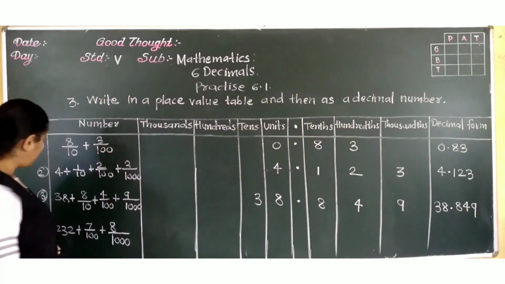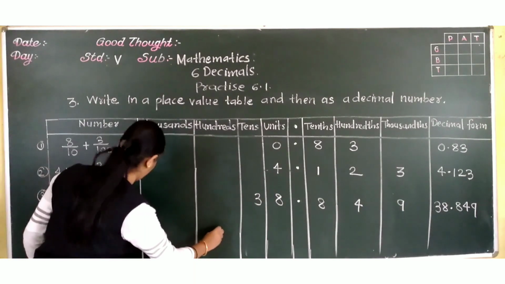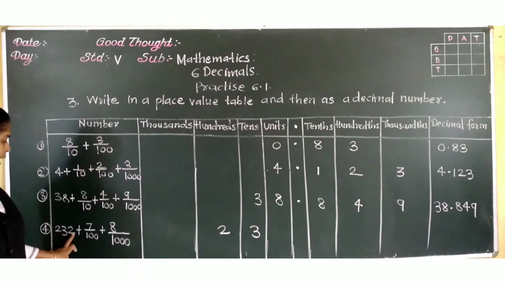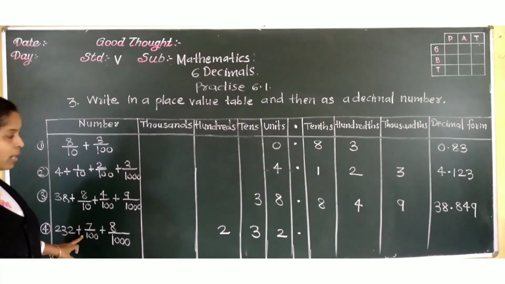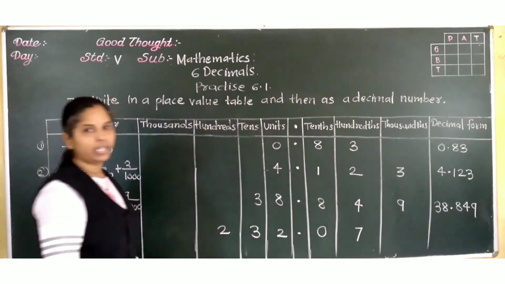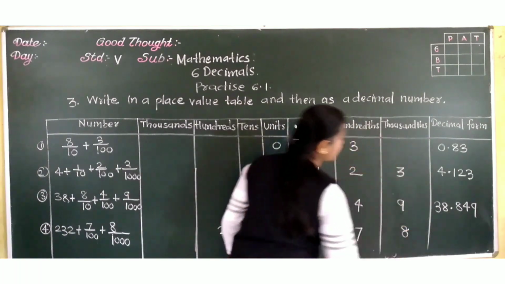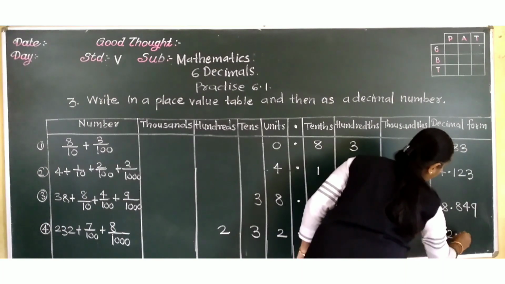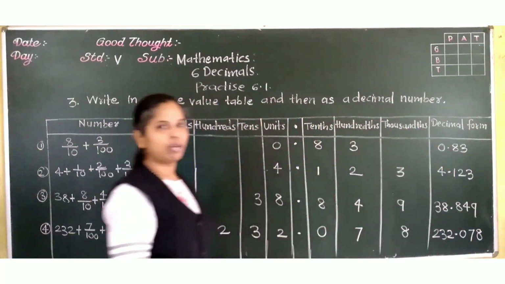Next, 232. This is the whole number. 200, that is 2 is at 100th place, 3 is at 10th place, and 2 is at units place. Here decimal point. 7 upon 100, that is 7 is there at 100th place, means 10th place nothing is there, 0. And 8 upon 1000 means 8 is there at 1000th place. Correct? So how to write it in decimal form? 232.078. This is the decimal form.